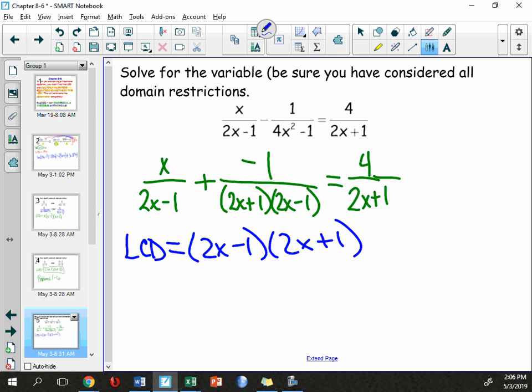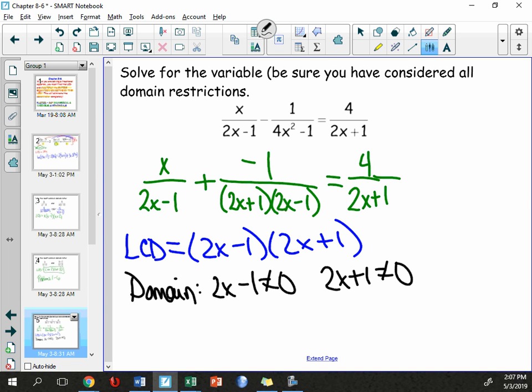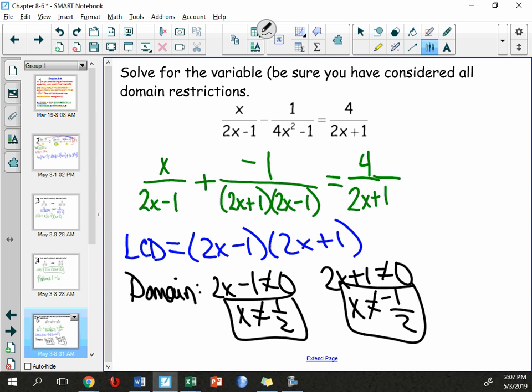So our domain restrictions: 2x minus 1 cannot be 0, and 2x plus 1 cannot be 0. So x cannot be, add 1, divide by 2, subtract 1, divide by 2. So x cannot be positive 1/2 or negative 1/2. X can be any number it wants to be so far, as long as it is not positive 1/2 or negative 1/2. Do we all understand that?